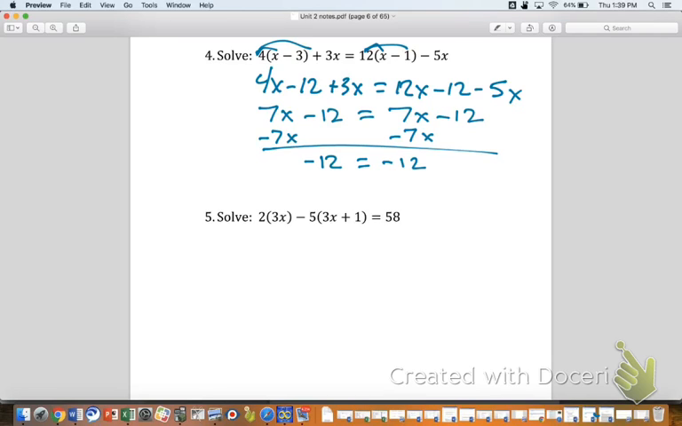What's missing on this step? There's no more variable. The x has added out completely. So this is a unique situation. This is what we call, you've seen this before, this is an identity. Okay?